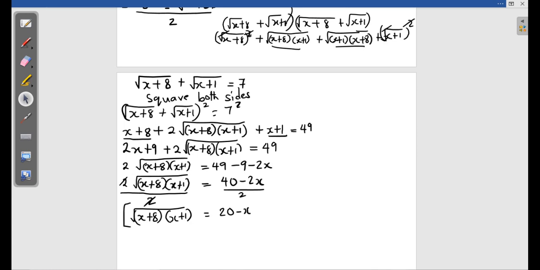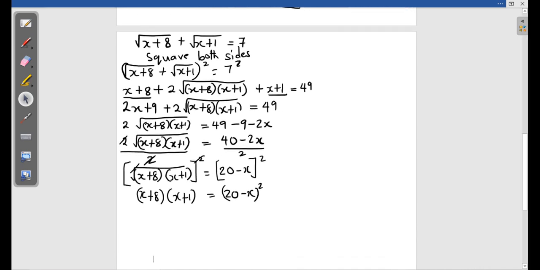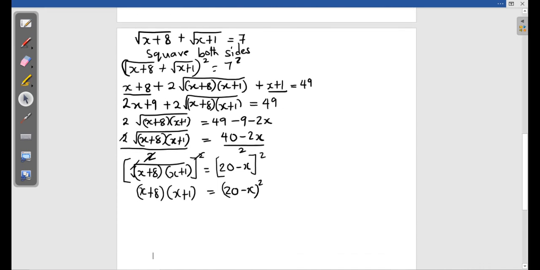So from here, I can decide to now square both sides again so that the square can cancel the square roots, and I can have x plus 8 times x plus 1 is equal to 20 minus x all squared. So at this point, if I expand the left hand side, I will have x squared plus 9x plus 8. And if I expand the right hand side, I will have 400 minus 40x plus x squared.